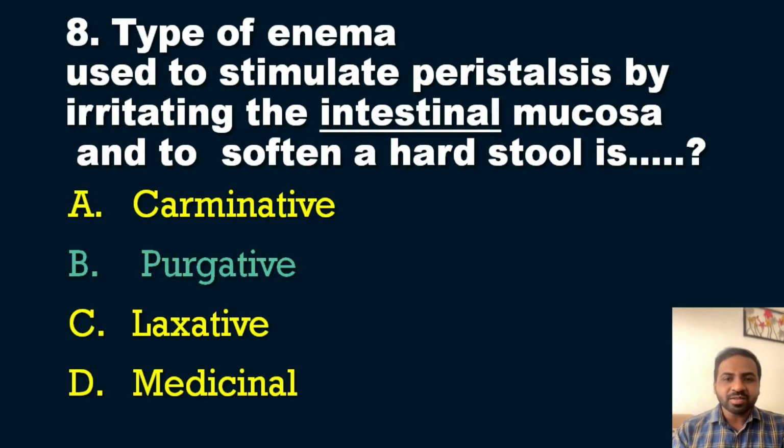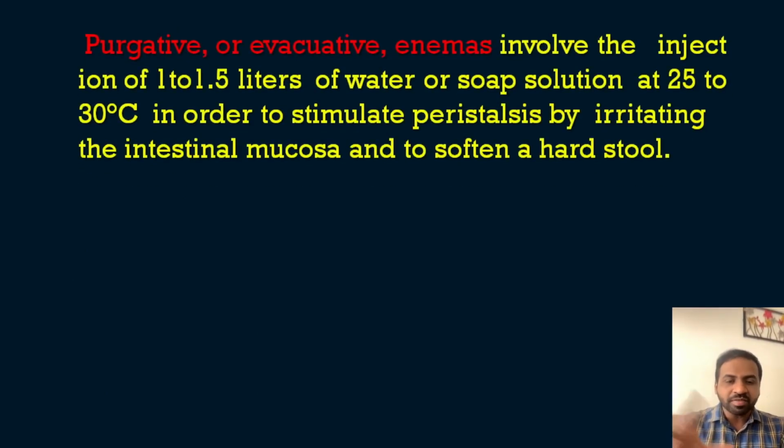Definitely the answer is option B, purgative enema. Purgative enema is the answer for the question. We will see a little information about the different types of enema given in the options. Purgative enema is otherwise known as evacuative enema. Purgative or evacuative enemas involve injection of nearly 1 to 1.5 liters of water or soap solution at 25 to 30 degrees Celsius in order to stimulate peristalsis by irritating the intestinal mucosa and to soften a hard stool.